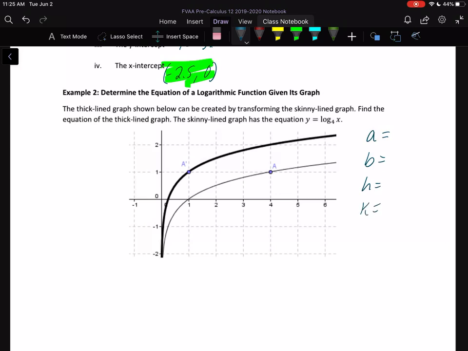So A, was there any change vertically to determine? So our A value, we're going from A to A prime here. It hasn't gone up, and it hasn't been stretched. The graph hasn't been stretched. It looks like it's the same shape of graph. It's just moved up. However, the A point has not moved up. It's actually moved over to the left. And so here, our A value and K value are irrelevant. Now we can look at the B and H.